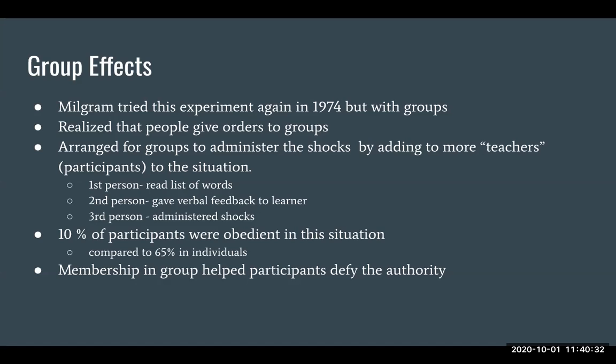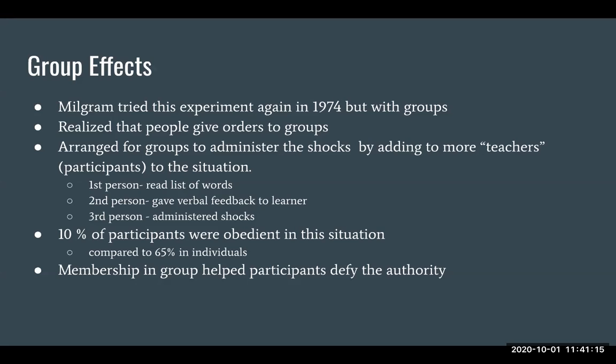And in this group experiment, only 10% of participants were obedient in the situation, meaning they finished the entire experiment and administered the highest shock 3 different times, compared to the 65% in individuals. So here we can see that power influences us everywhere and sometimes against our better judgment. But when there's other people, we can make more ethical decisions. And membership in groups helped participants defy this authority that they thought was hurting another. Again, it's important to note, no one was actually shocked in this experiment, but they didn't know that.